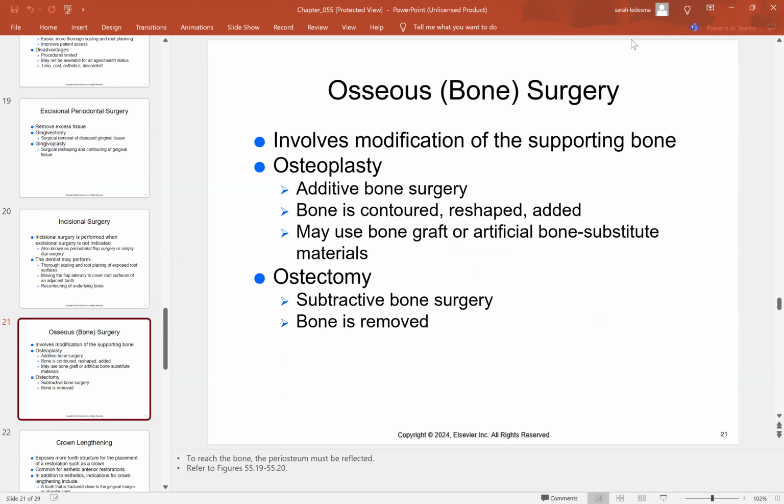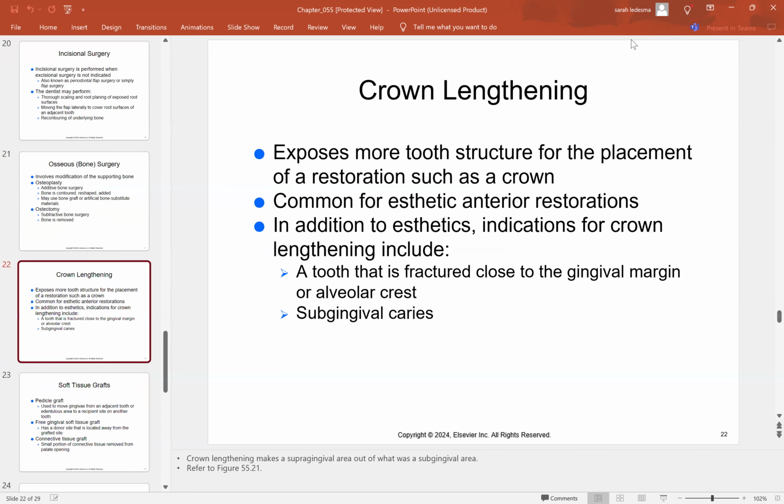Osteoplasty is additive bone surgery. Bone is contoured, reshaped, and added. May use bone graft or artificial bone substitute. Osteoectomy is subtractive bone surgery, where bone is removed.